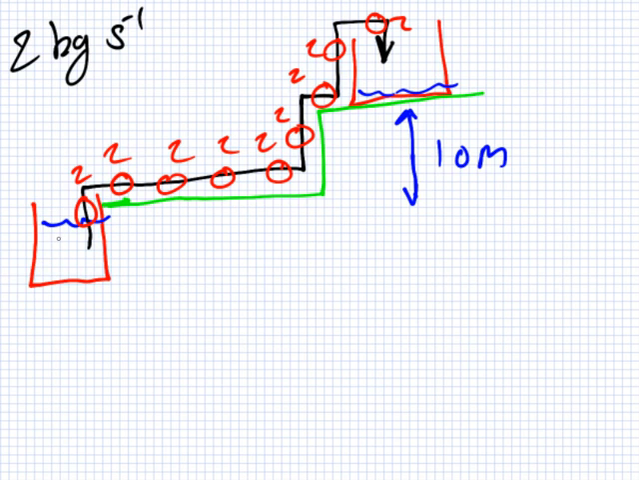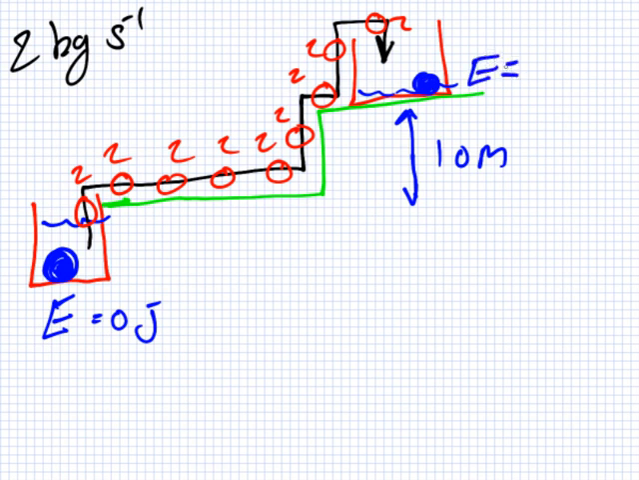Now, what is the energy of the water in this tank? So for example, imagine you have a 2 kilogram blob of water here. What's its energy here? Is it kinetic? Is it potential? Not quite, because it's on the ground. There's no energy. It's on the ground and it's not moving. 0 joules.